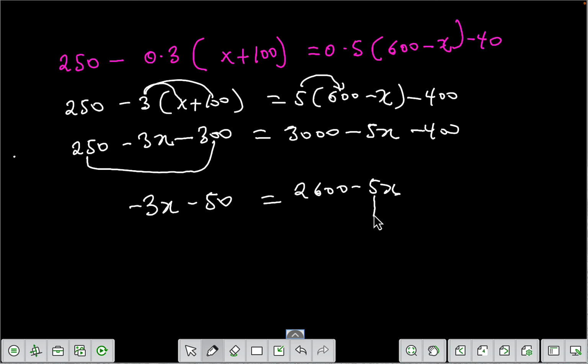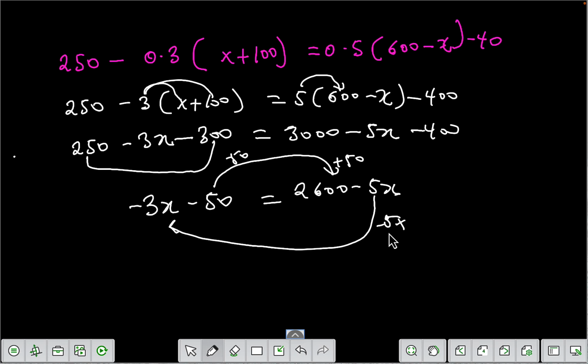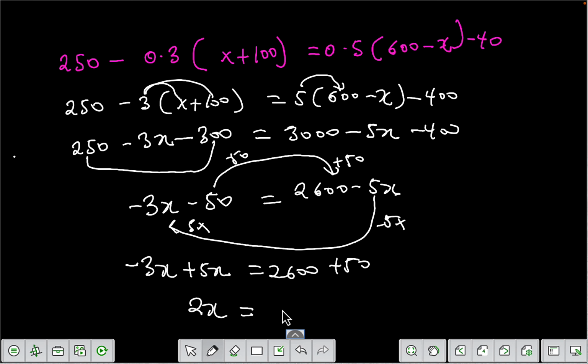Then we're going to transpose this and transpose that. So this is negative 50, which will end up as positive 50. This is negative 5x, which will end up as 5x. So we have 3x plus 5x equals 2600 plus 50. So this gives me 2x equals 2650. So x will be equal to 2650 divided by 2, right?